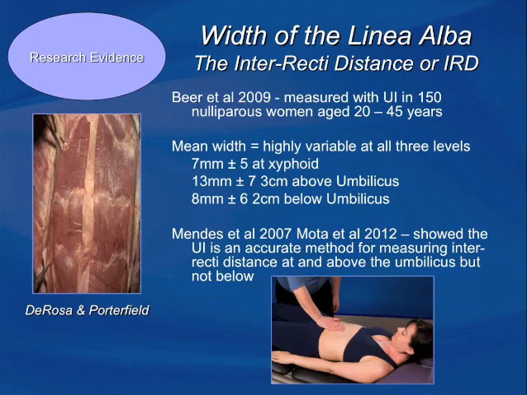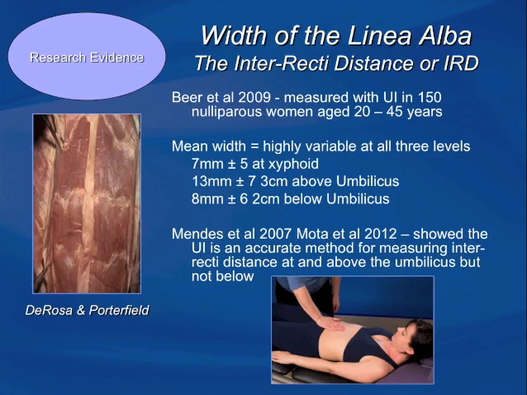And they found the width to be quite variable at all three levels: at the xiphoid, 3 centimeters above the umbilicus, and 2 centimeters below the umbilicus, and that the shape of the linea alba is much more like an ovoid. So maximum width at the xiphoid would be 1 to 1.2 centimeters, just above the umbilicus, 2 to 2.2, so about 2 fingers width, and 2 centimeters below the umbilicus, but still above the inferior arcuate line, 1 to 1.4 centimeters.